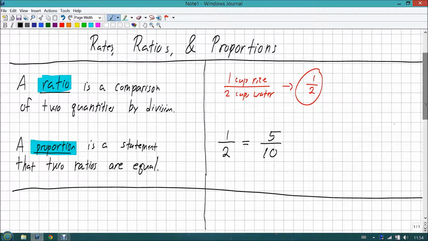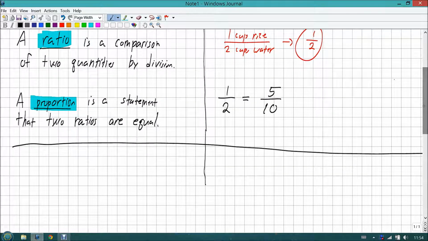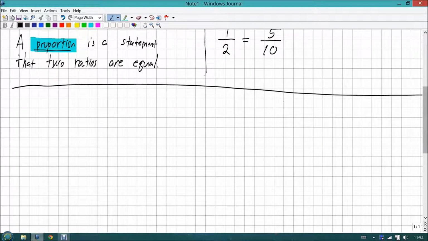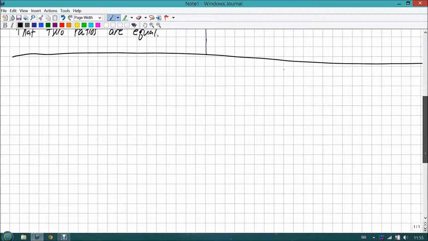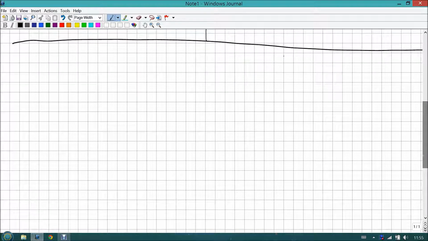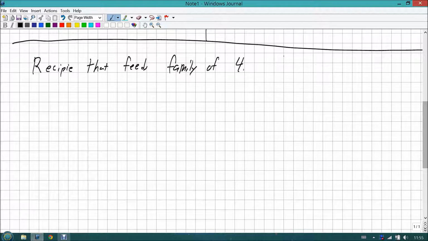So what good are ratios and proportions? We see them pretty much every day. Anytime that you cook from a recipe book, you see ratios and proportions. So for example, let's say that we have a recipe that feeds a normal-sized family of 4. But you have friends coming over. So you no longer have 4 people. You need to feed a family of 6.